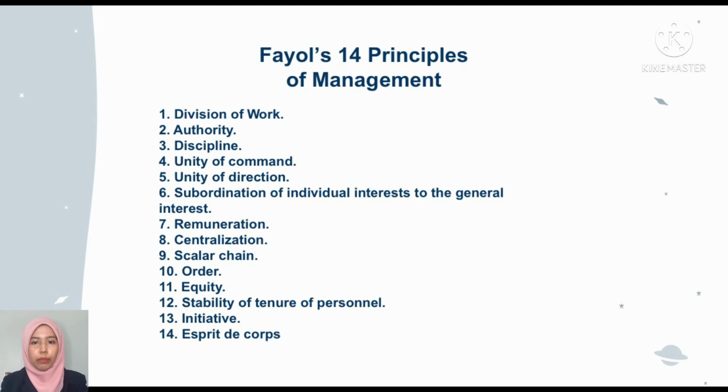Number 12, he believed in the stability of tenure of personnel. He wanted people to stay in their jobs when they are good at their job because it was good for the organization. Number 13, initiative. Managers should encourage and inspire the initiative of employees. And 14, esprit de corps. He wanted to establish unity and harmony in the organization.